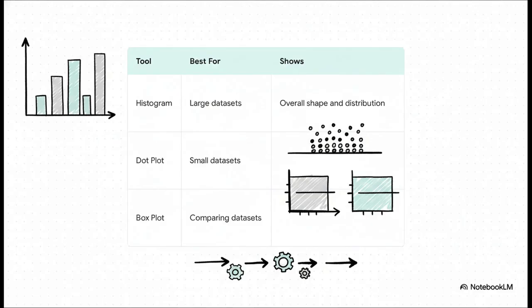So, here's the bottom line. It's all about knowing which tool to use and when. Is your dataset huge? Use a histogram to see the overall shape. Is it smaller? Use a dot plot to see every little detail. And do you need a powerful summary or to compare different groups? That's when you reach for the box plot. They each have a very specific job.